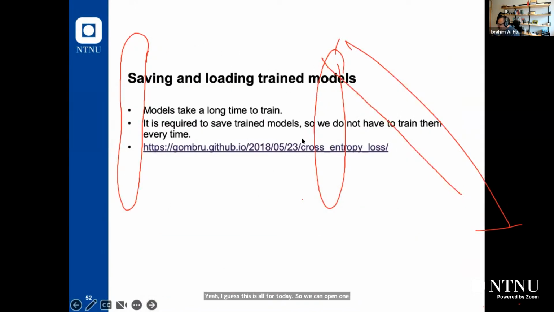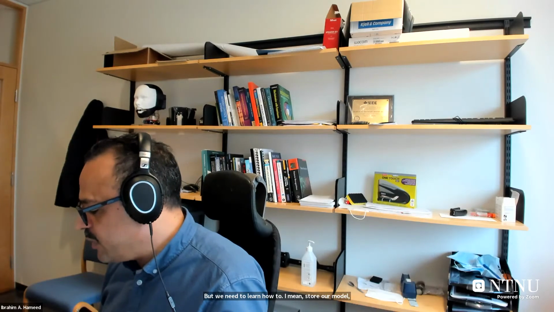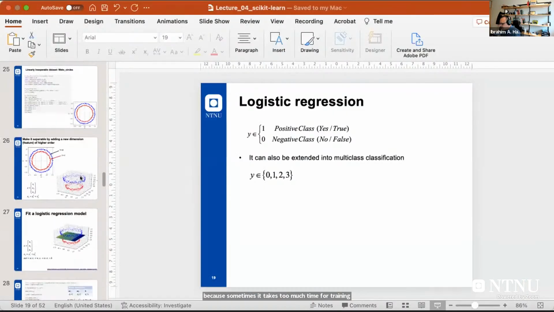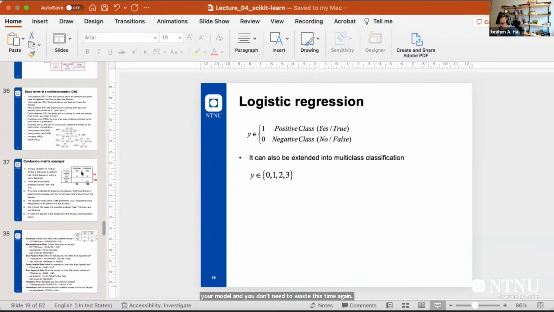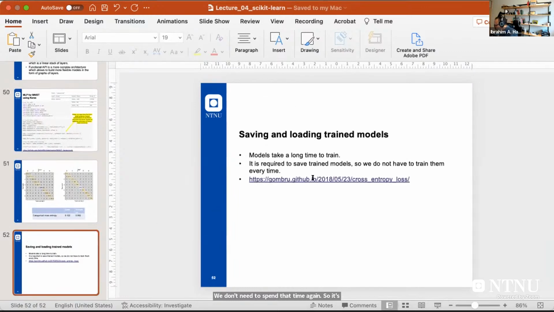Saving and loading. It's at the end also. It's just something at the end. We need to save and load our trained model, because sometimes you train a model which takes too much time, right? I cannot go back to the last slide, sorry for this. But we need to learn how to store our model, because sometimes it takes too much time for training your model, and you don't need to waste this time again. So it's important to save your model in some place. So, models that take a long time to train.